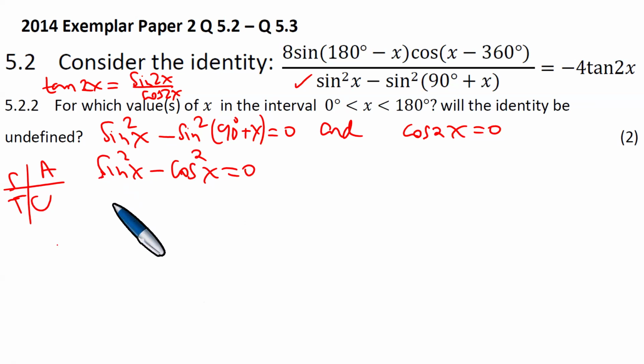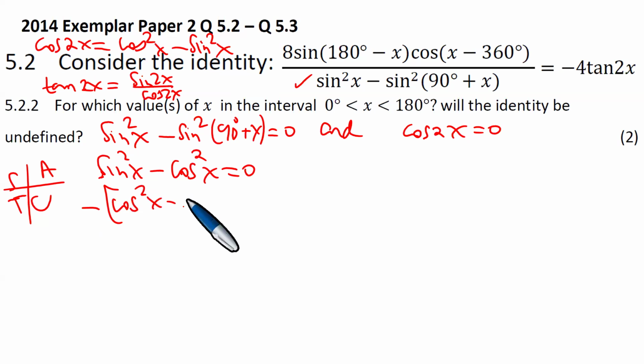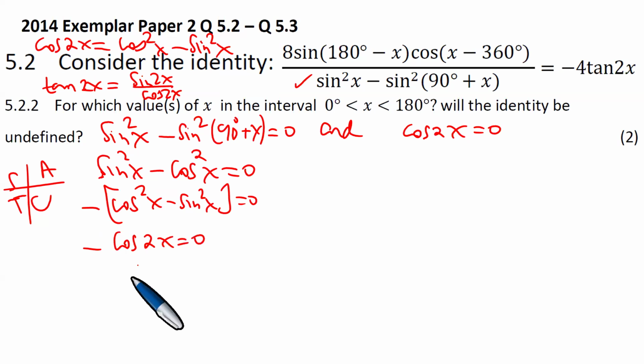Awesome news for us, because we know that cosine 2x is cosine squared x minus sine squared x, meaning at this point you can factor out the negative, getting cosine squared x minus sine squared x equals 0. But cosine squared minus sine squared is cosine 2x, so cosine 2x equals 0. Let's deal with this.